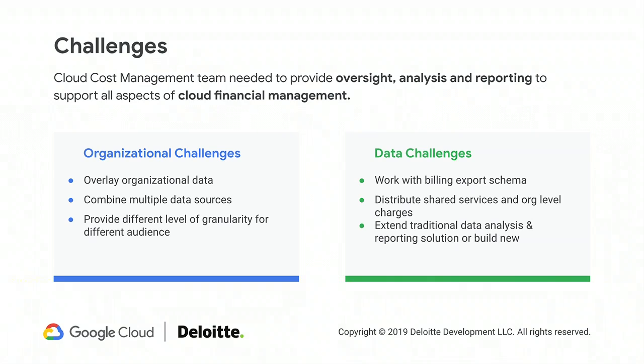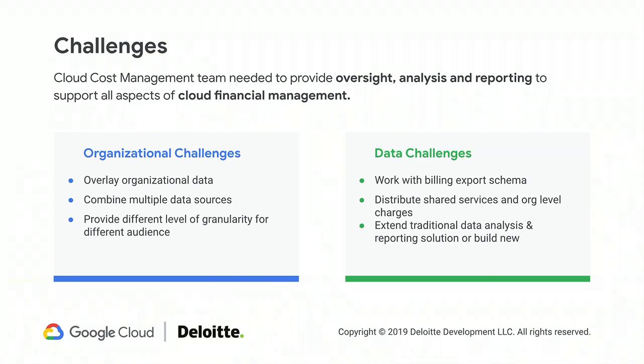And finally, in terms of organization, there are different levels of stakeholders. So how will you break down the reporting or analysis based on different stakeholders? And how will you control access? You wouldn't want application line of business 1 to look at line of business 2 data.